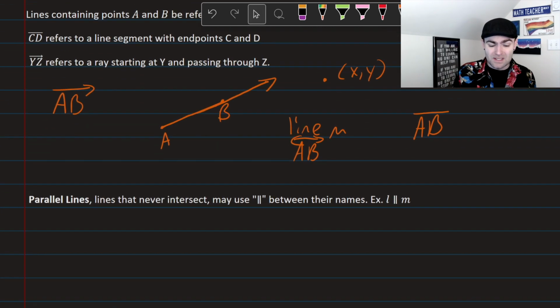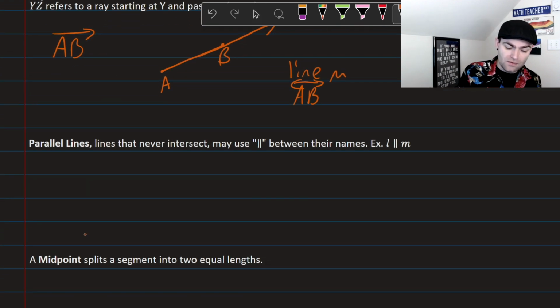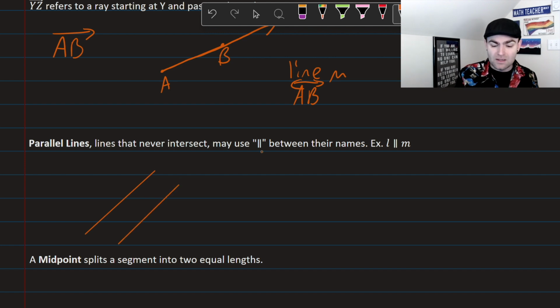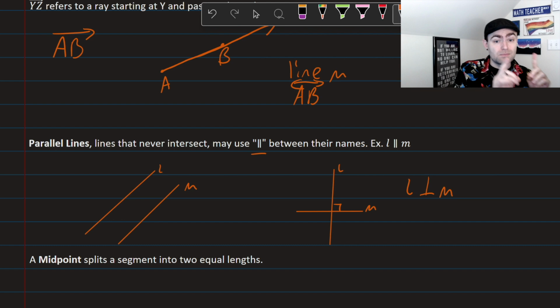Some things that you might also experience is parallel lines. If you have two lines that never intersect, then those lines are parallel, and we use 2 vertical bars between the names of lines to indicate that they are parallel. So if this is line L and this is line M, then line L and M are parallel. Similarly, if I have 2 lines that are perpendicular, meaning they intersect at 90 degrees, and let's say that this is L and this is M, we would have L, an upside down T, M, to stand for L is perpendicular to M, meaning that they intersect at 90 degrees.